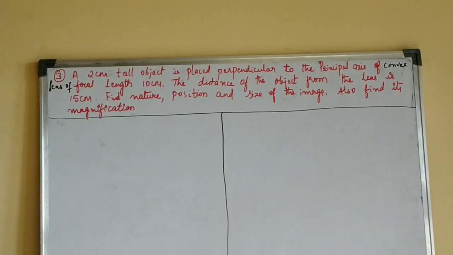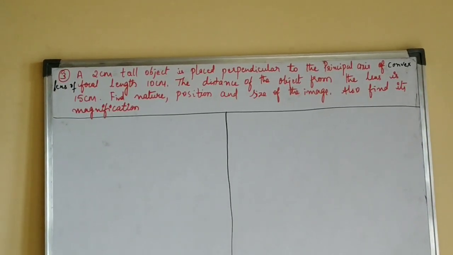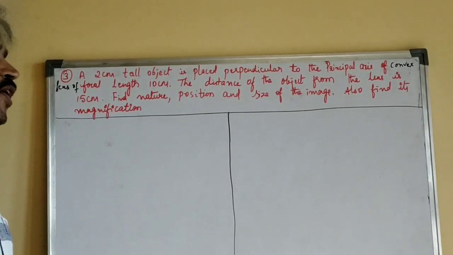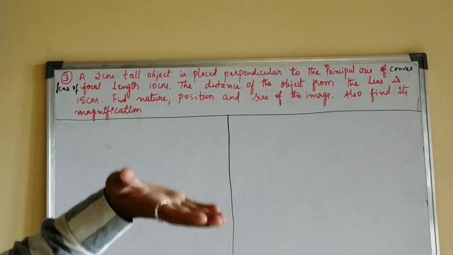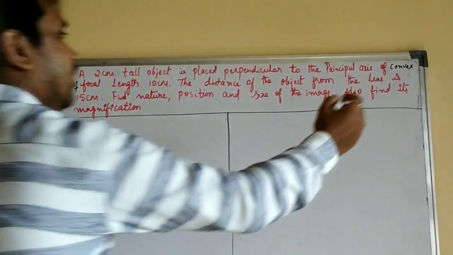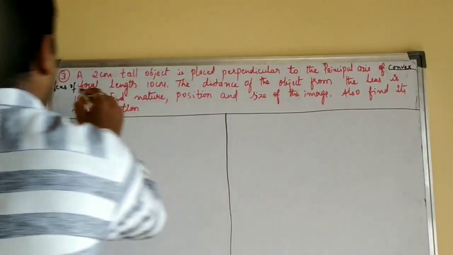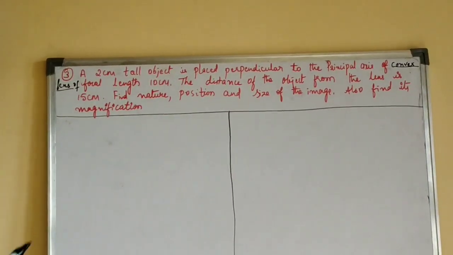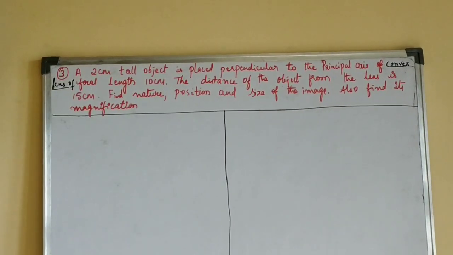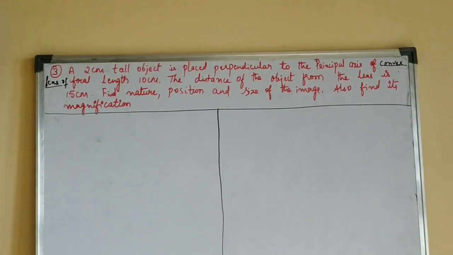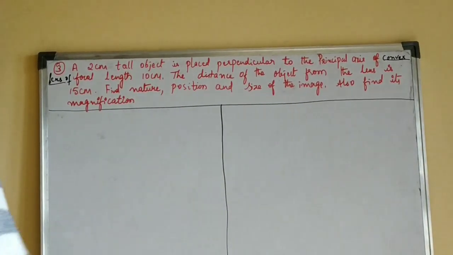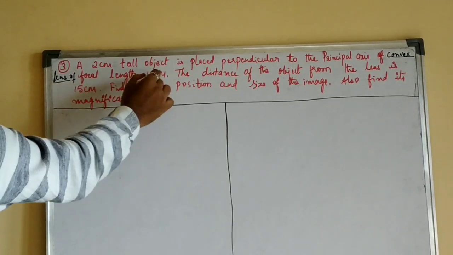A 2 centimeter tall object, meaning the size of the object is 2 centimeter, placed perpendicular to the principal axis. Perpendicular means it is above the principal axis of the convex lens. They have mentioned the convex lens, so for a convex lens, you should clearly get the ray diagram. Object is towards the left side, image is towards the right side. Now the object size is given, that is 2 centimeter tall, h1, of focal length 10 centimeter.